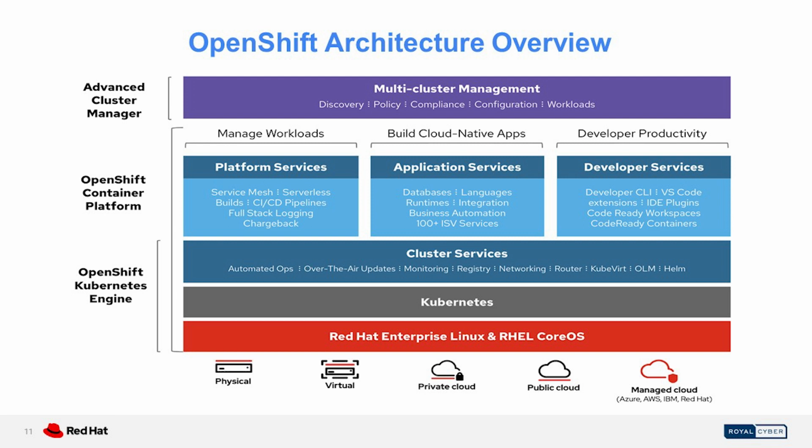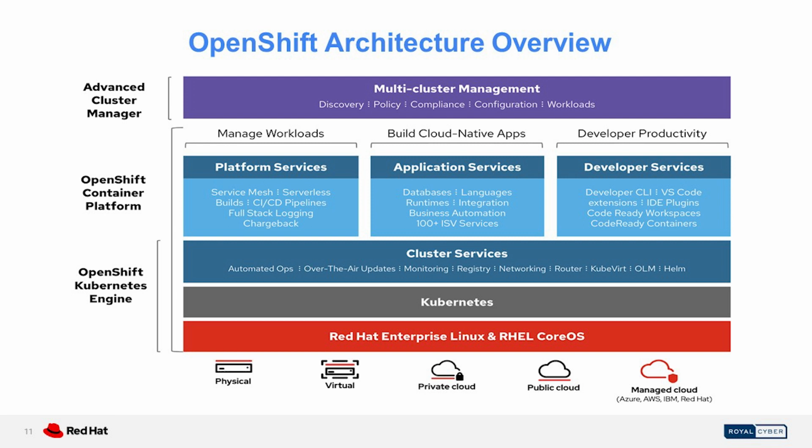So we have three major flavors in OpenShift. First, obviously, we have the hardware, wherever it is running: physical, virtual, private cloud, public cloud. Then we have the RHEL layer, which is RHEL CoreOS. Above that we have Kubernetes. Above that we have cluster services, right? Up to cluster services, we call it OpenShift Kubernetes Engine.